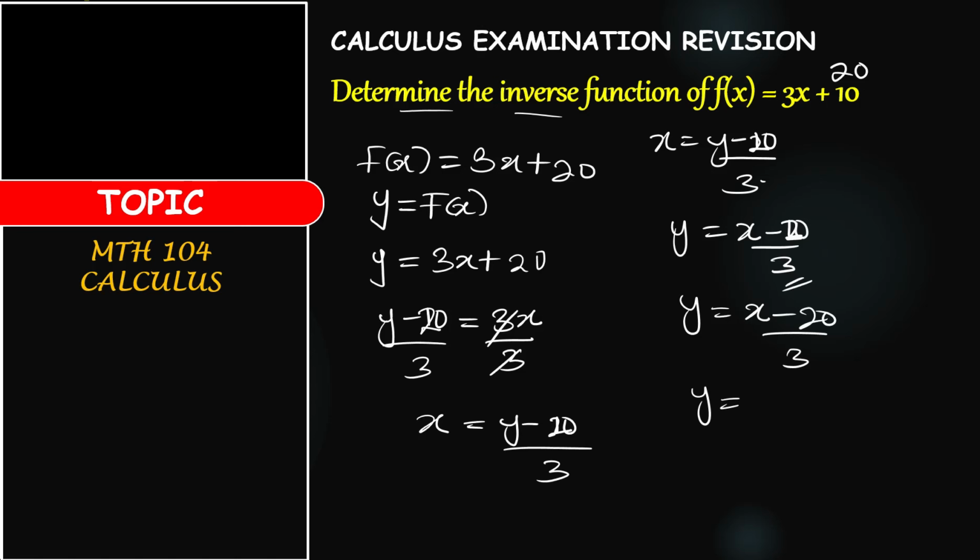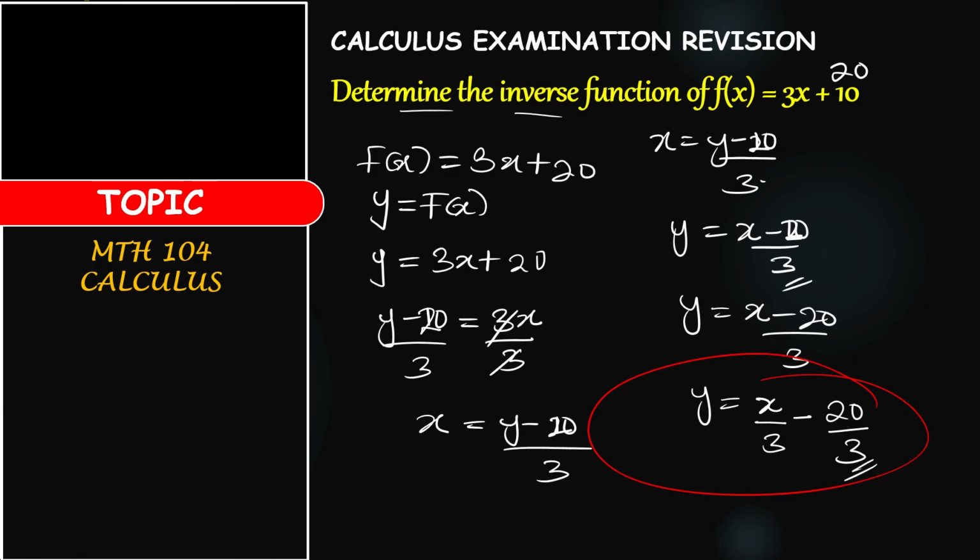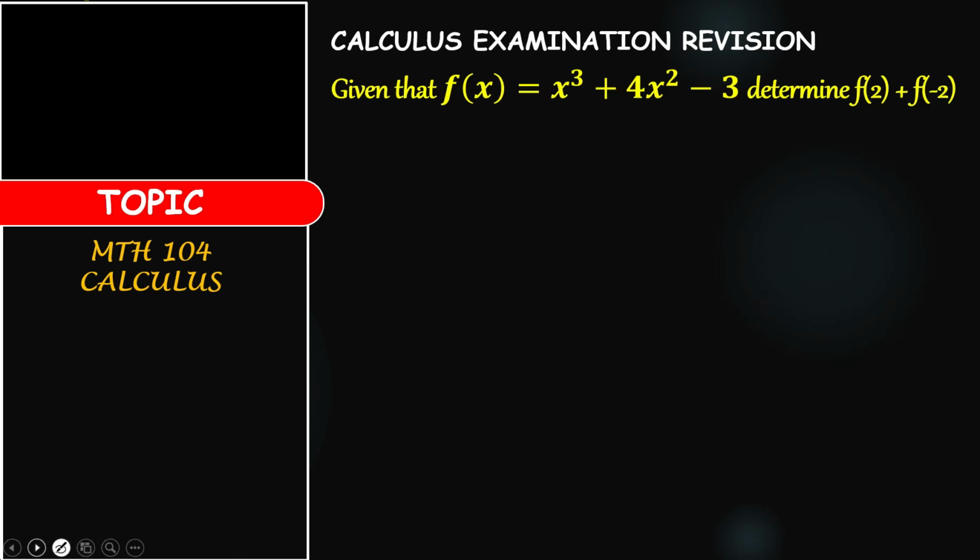Whenever you have a common denominator and there are two numerators separated by a sign, here it becomes x divided by 3 minus 20 divided by 3. And this is the correct answer, and that is option B. Option B, again, is the correct answer to this question. All right, exactly. Let's look at the next one.